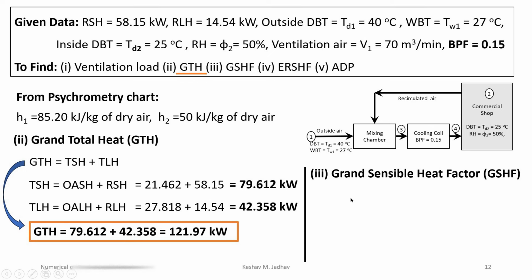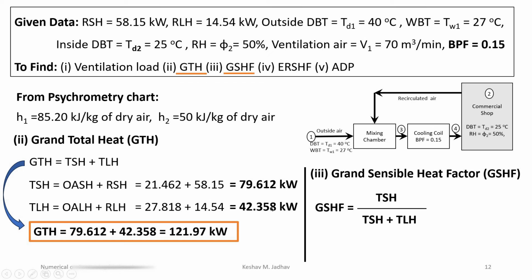Next, we have to calculate the grand sensible heat factor. We can calculate it by using a formula. Grand sensible heat factor is equal to total sensible heat divided by total sensible heat plus total latent heat. Basically, sensible heat factor is the ratio of sensible heat divided by sensible heat plus latent heat. And here we have to calculate the grand sensible heat factor, which is total sensible heat divided by total sensible heat plus total latent heat.